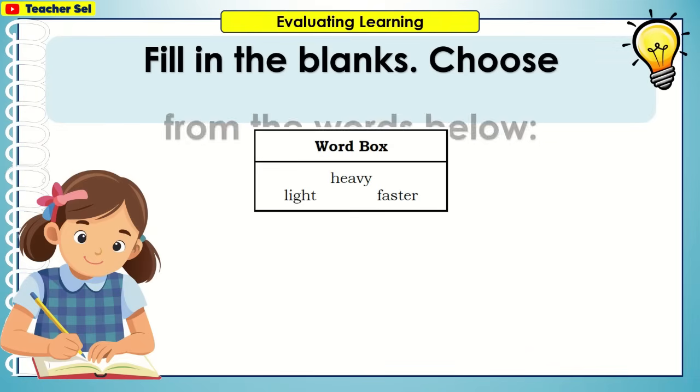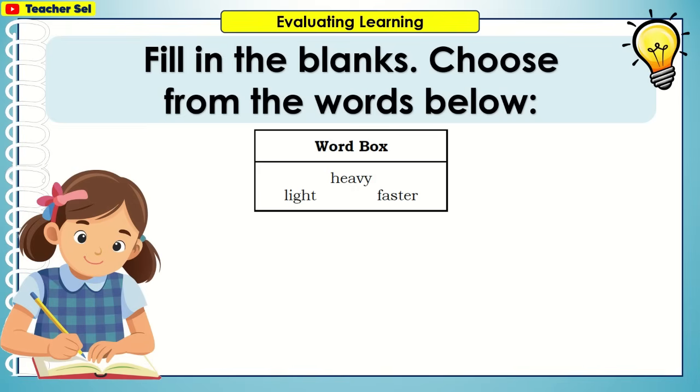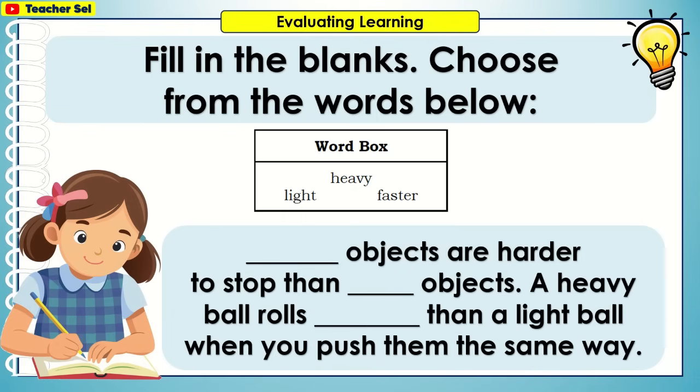Fill in the blanks. Choose from the words below. Heavy, light, faster. Blank objects are harder to stop than blank objects. A heavy ball rolls blank than a light ball when you push them the same way.